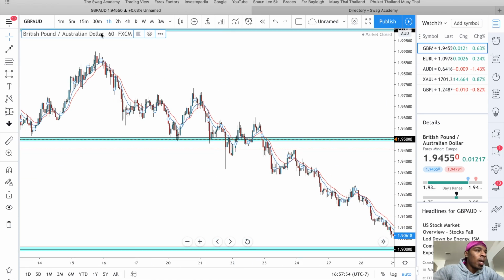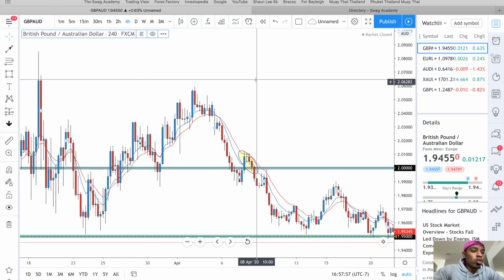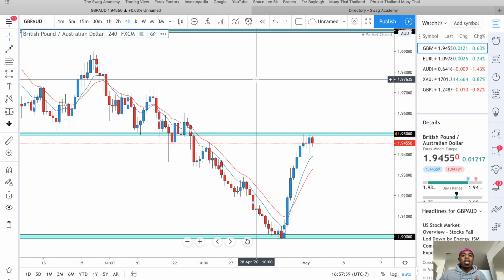So I'm looking right here. I see on a 4-hour where my levels are. Back to what I was saying, like I said, I trade on levels. If you know how I trade, level to level and mid-level as well.